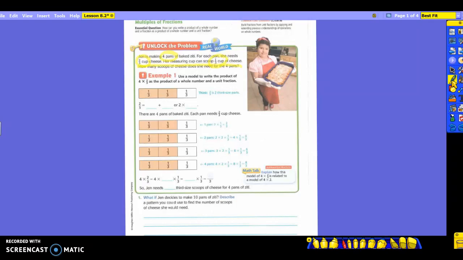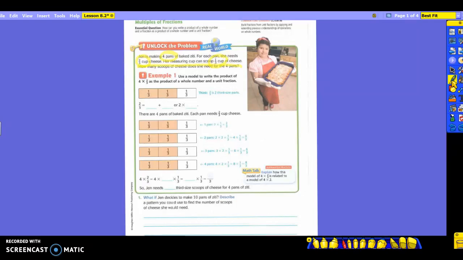Why are they in thirds? Because, what does it say up here? But her measuring cup is only doing what? 1/3. That's why it's in thirds, because we're going to be looking at what we're going to do with her measuring cup. So as you can see, they have the 3/3 that make a 1, and they have shaded 2/3 for the cup of cheese that we need from 1.